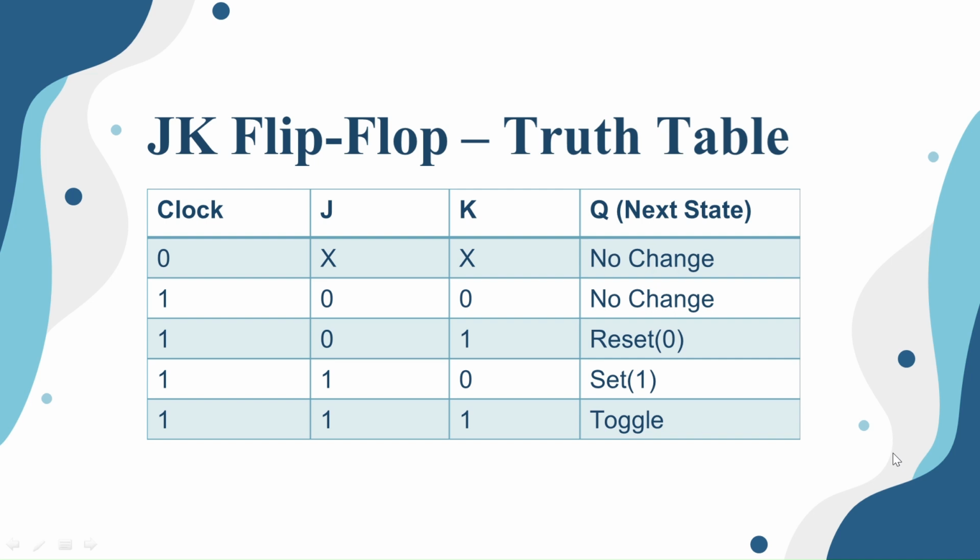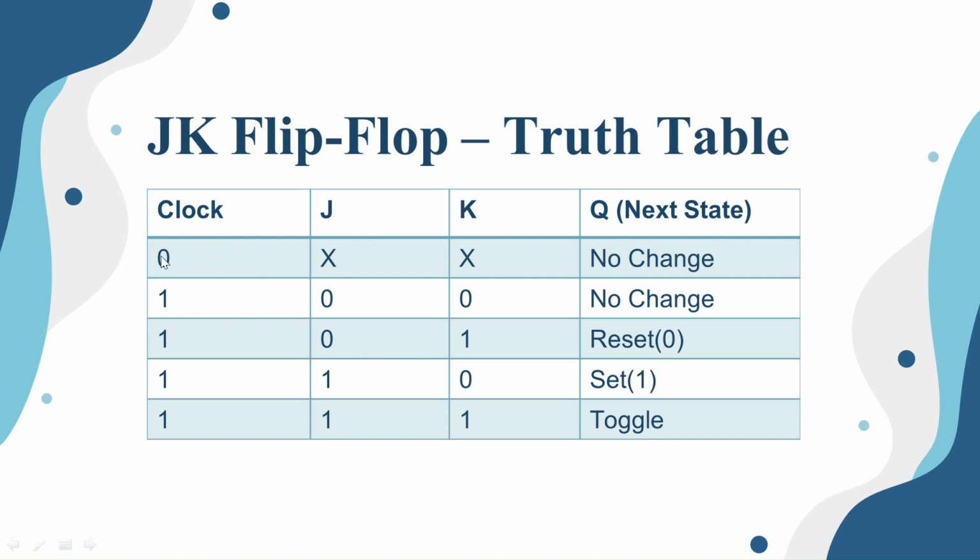This is the truth table of JK flip-flop. Here we can see that when clock equal to 1, J equal to 0 and K equal to 0, the next state is no change. When J equal to 0 and K equal to 1, the next state is reset. When J equal to 1 and K equal to 0, the next state is set. When J equal to 1 and K equal to 1 also, the next state toggles the current output. For example, Q becomes Q bar.